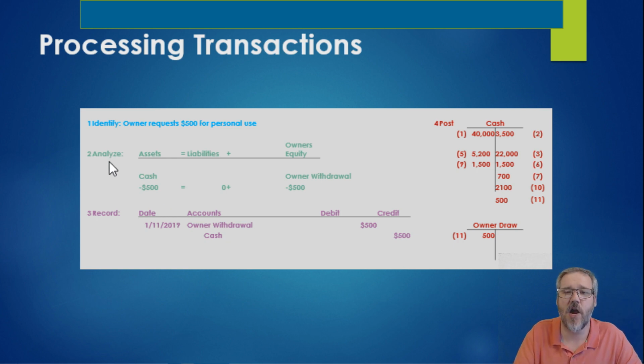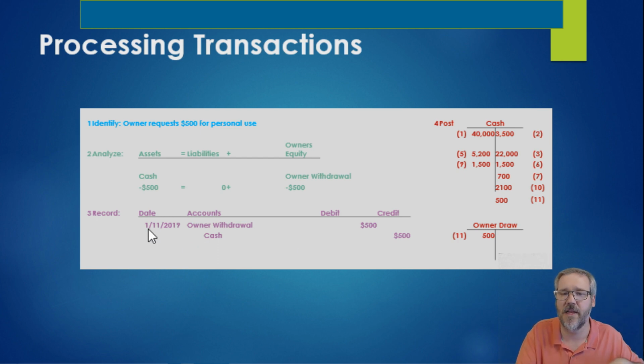So when we look at analyzing this transaction, what happened? Owner requests $500 for personal use. Owner says, hey, I need $500. We give him $500 out of the company's cash account. Where does this come from? It comes from the owner's withdrawal. It comes from the owner's equity being removed from the company. And again, he's our owner. He's more than welcome to do that, right? We do this in corporate business as well, except we call it dividends.